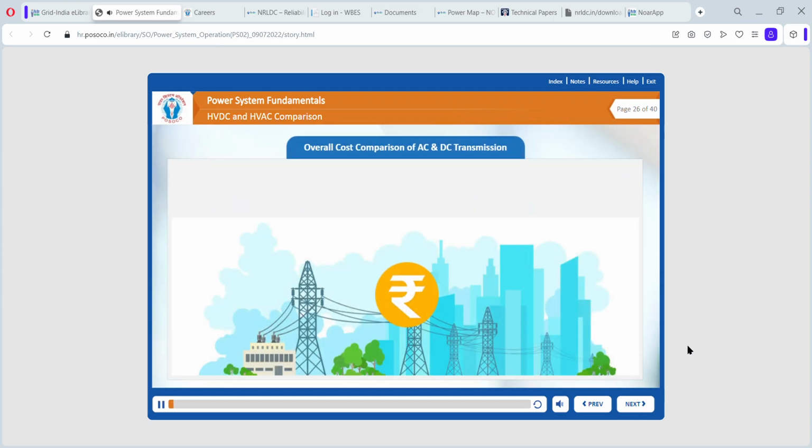Let us now see how HVDC and HVAC differ from each other. Overall cost comparison of AC and DC transmission. The power is transmitted between terminal stations that convert the voltage levels. So the total cost of transmission depends on the terminal station's cost and the cost of the transmission line plus losses involved in it. We will look at each one by one.